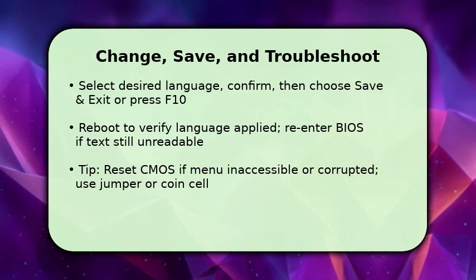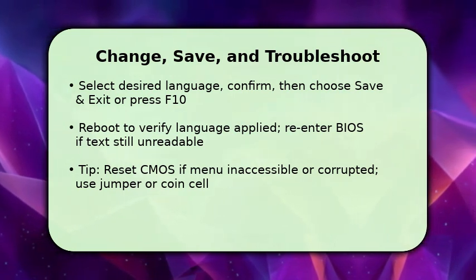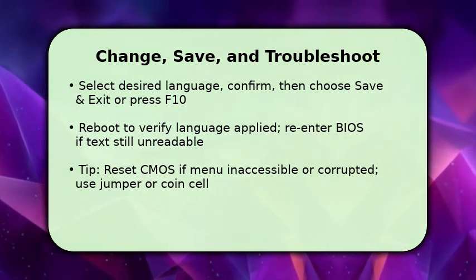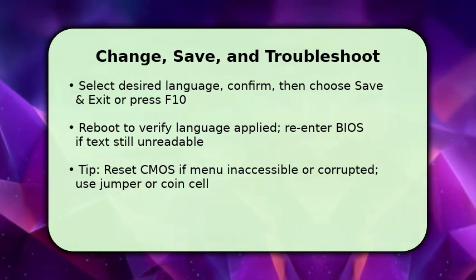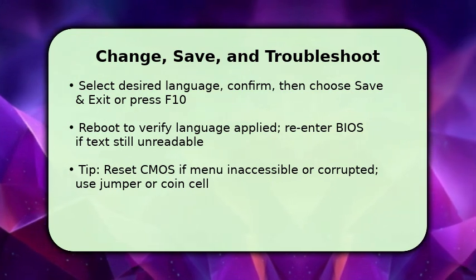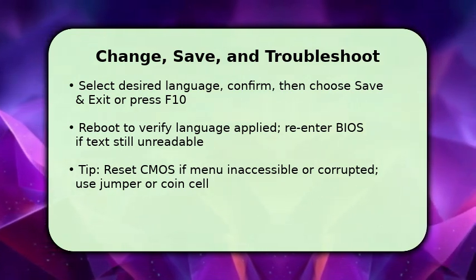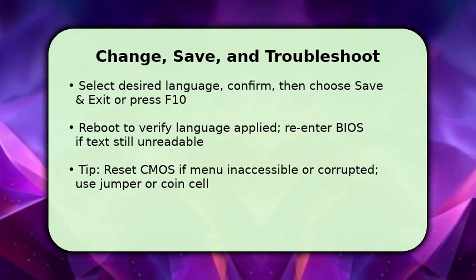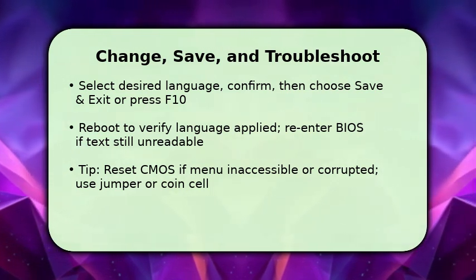If the language is still unreadable or the menu fails to save, make sure to clear CMOS as a last resort. Use the motherboard jumper or remove the coin cell for a minute, because that resets corrupted settings and restores default access.